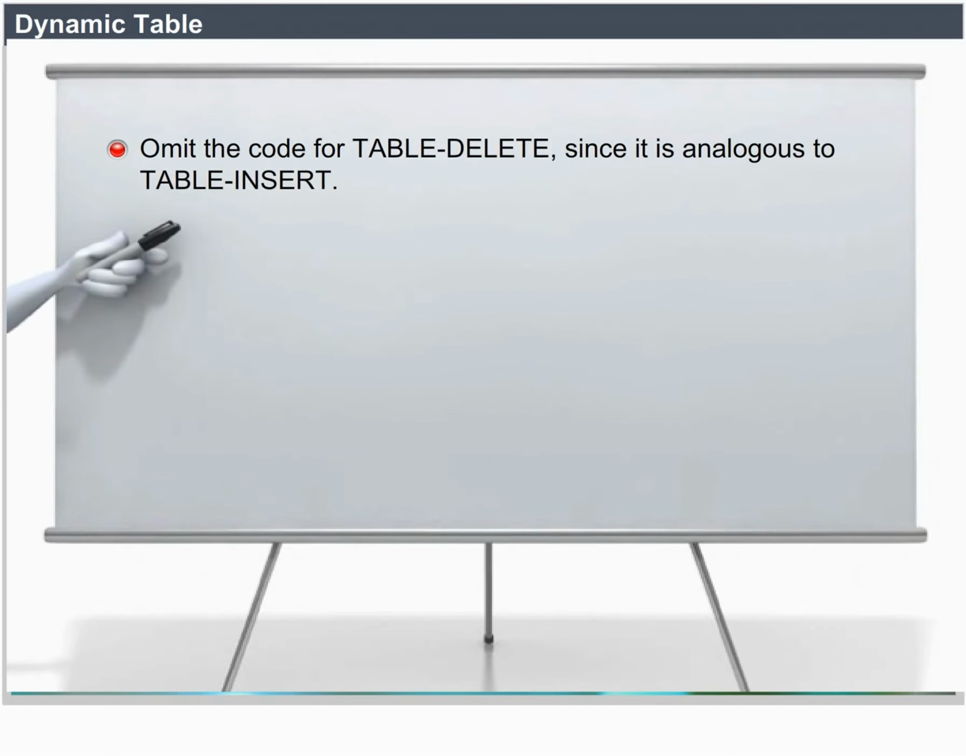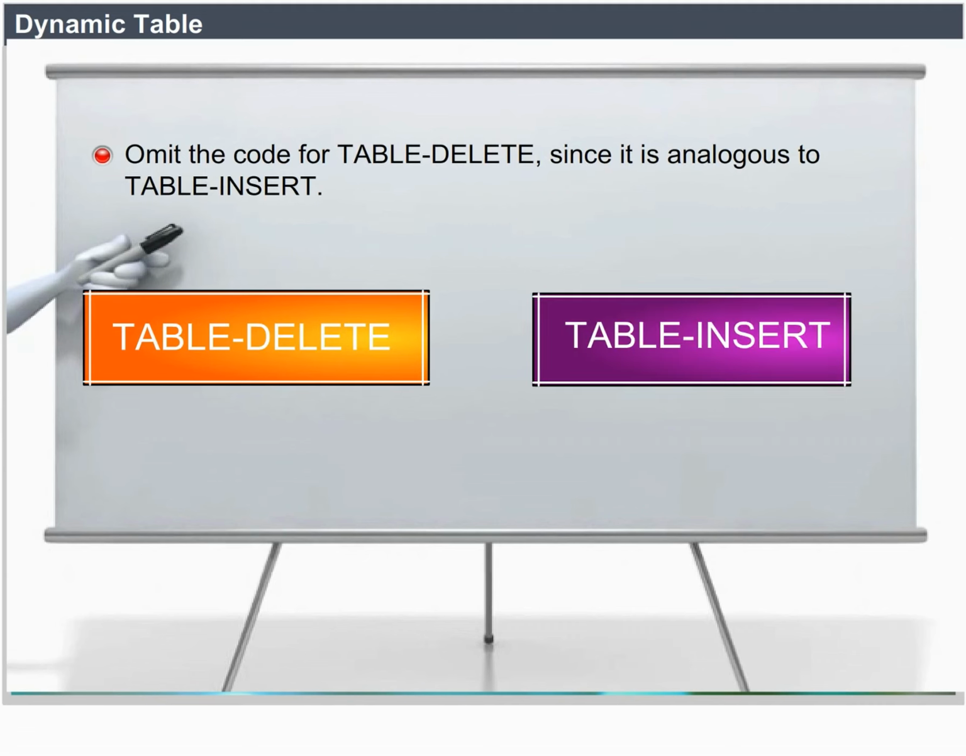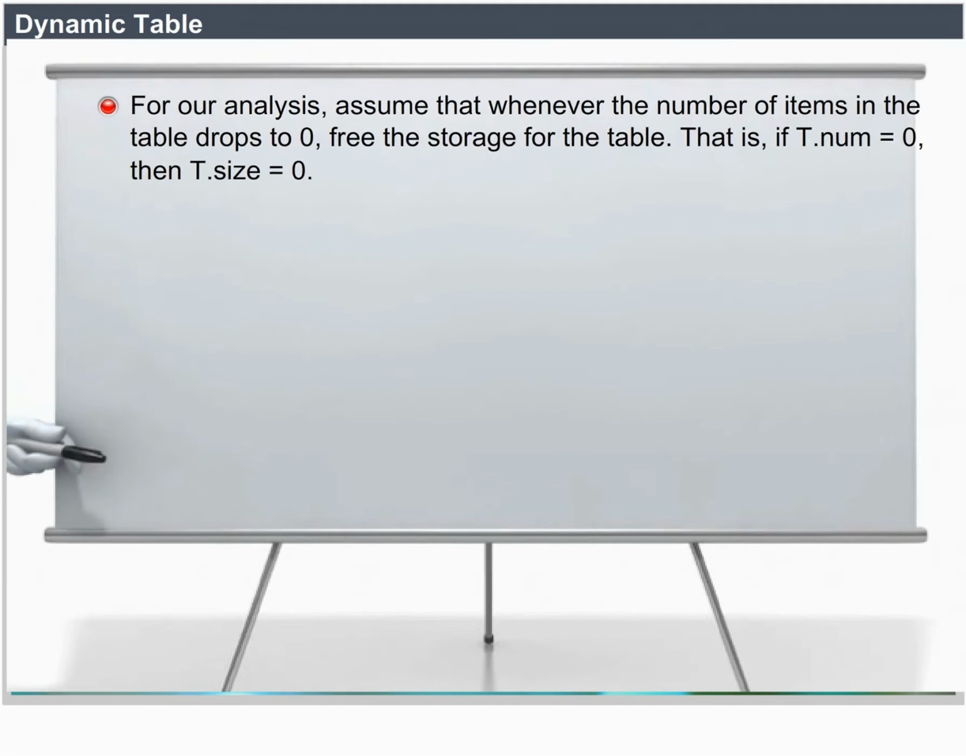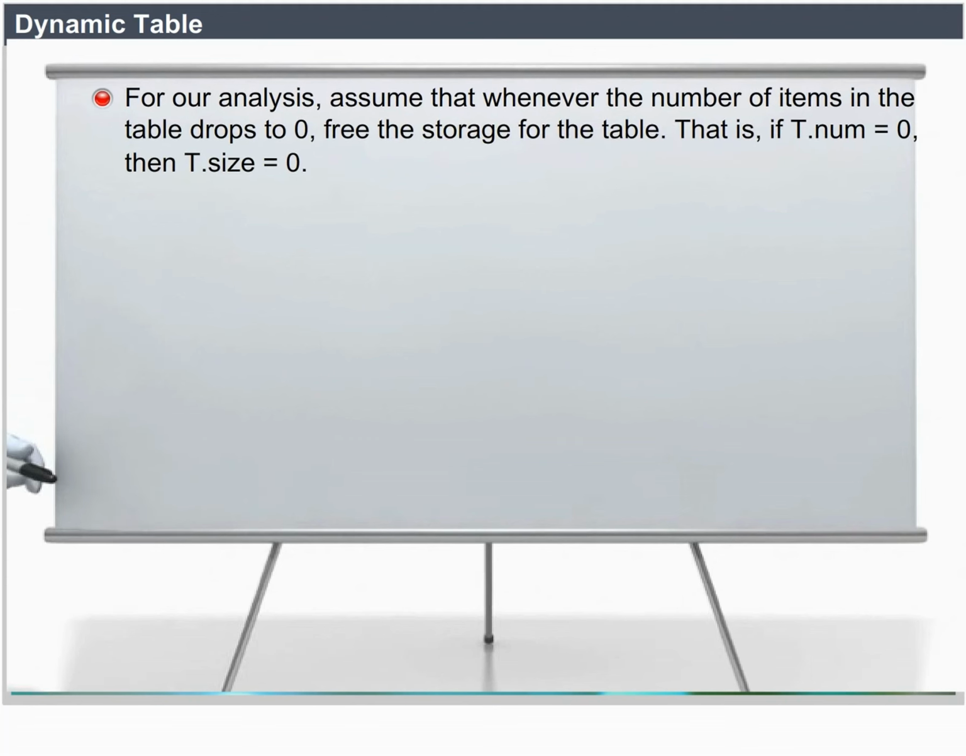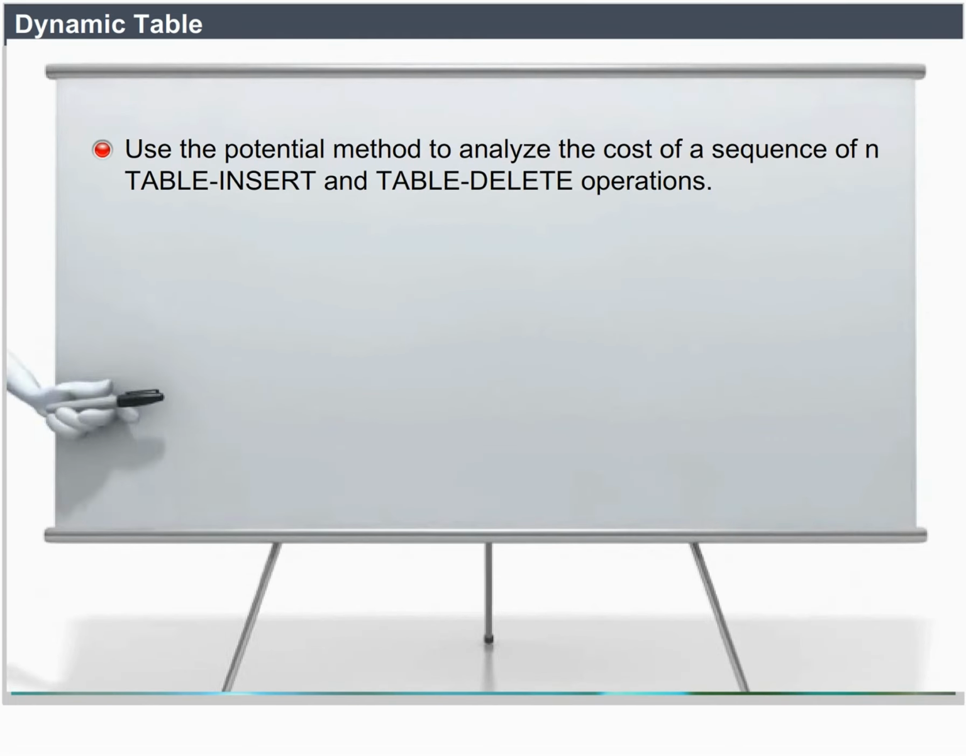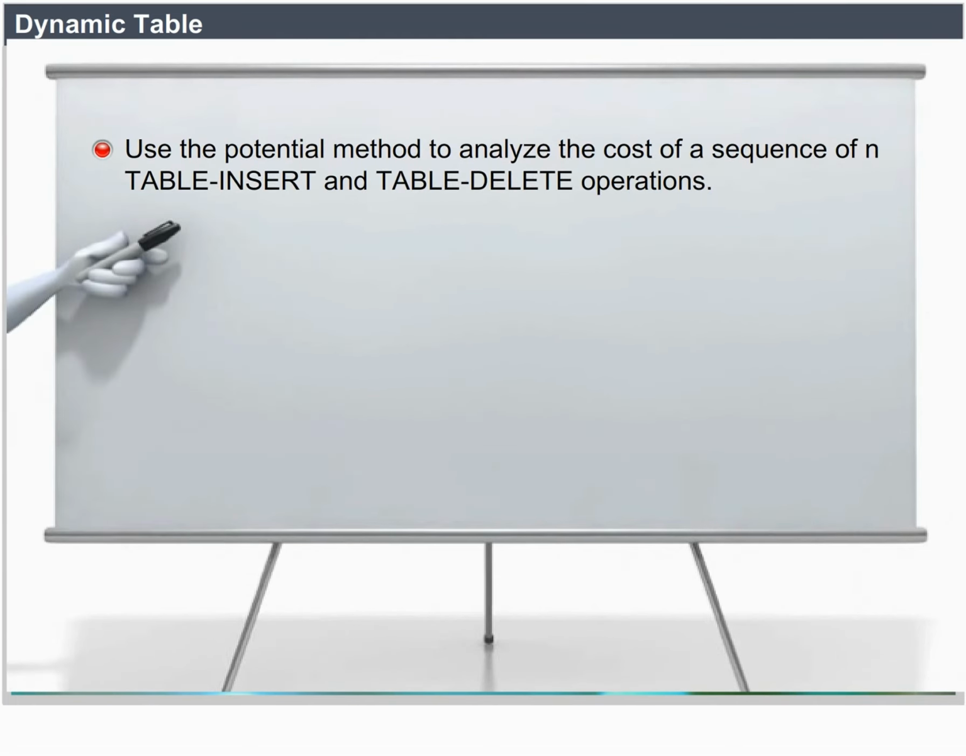Omit the code for table delete since it is analogous to table insert. For our analysis, assume that whenever the number of items in the table drops to 0, we free the storage for the table. That is, if t.num equals 0, then t.size equals 0. Use the potential method to analyze the cost of a sequence of n table insert and table delete operations.